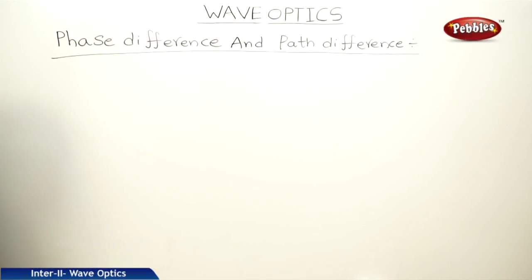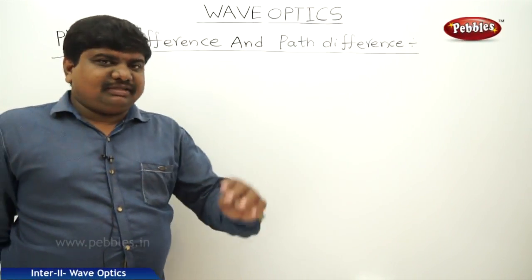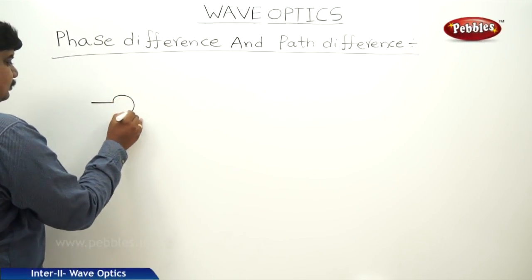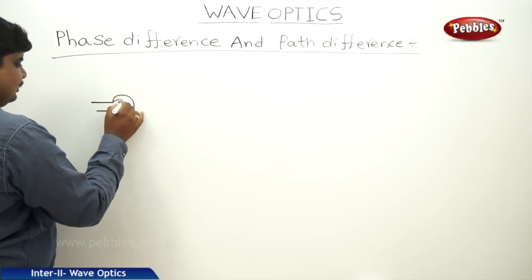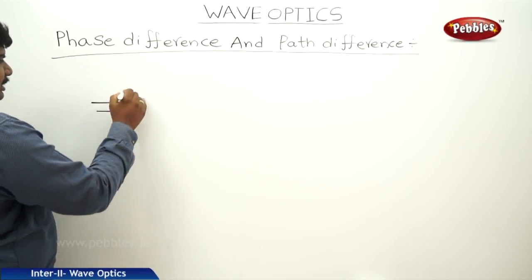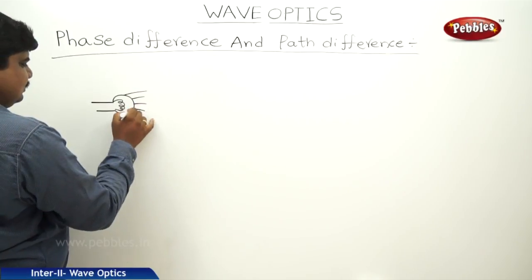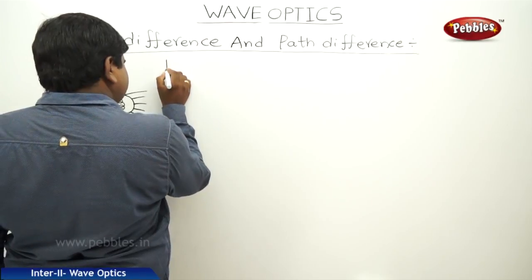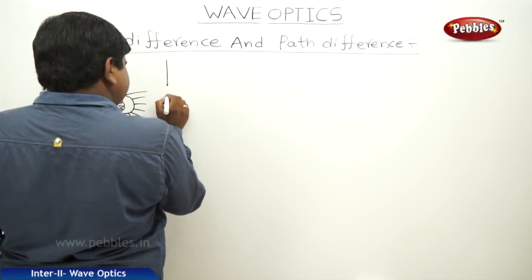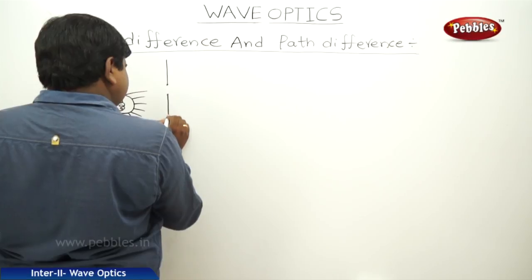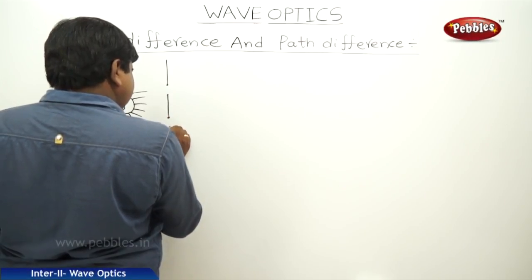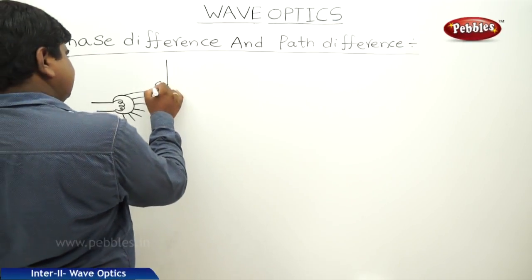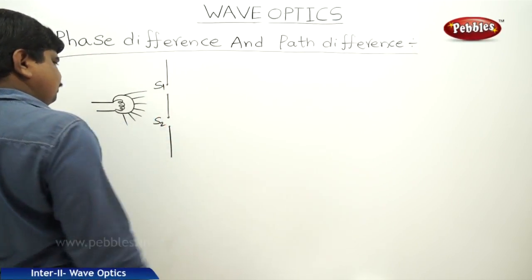The next concept is the relationship between phase difference and path difference. Take a light source, a filament light source or any other light source which emits light. Try to arrange a double slit in front of the light source. This is slit S1, this is slit S2.